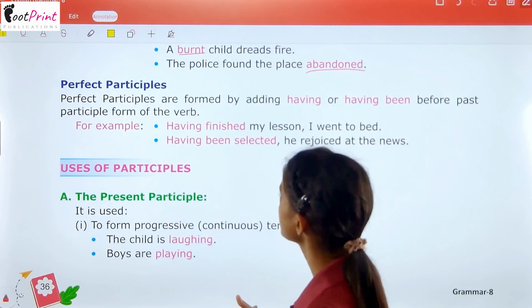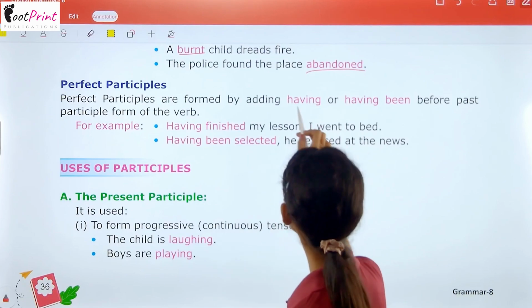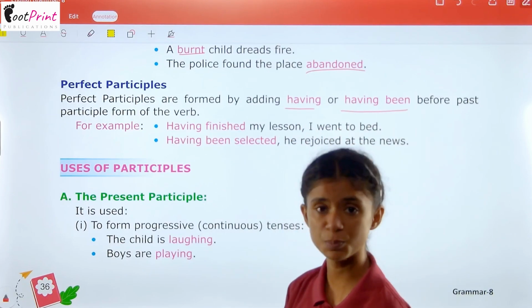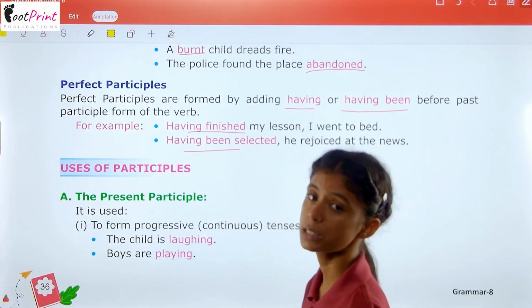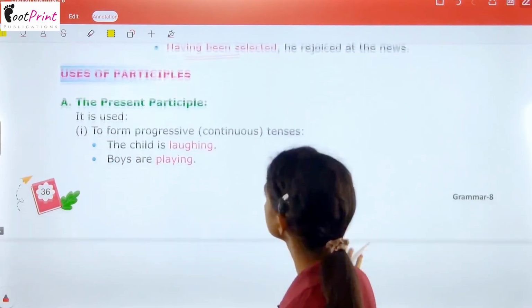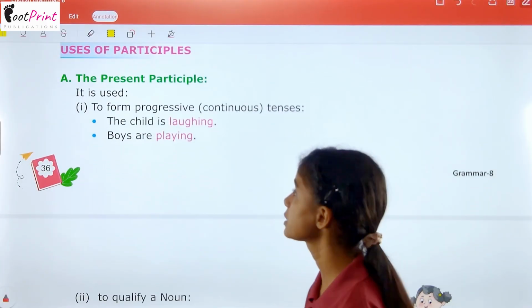Now we have perfect participles. They are formed by adding having or having been before the past participle form. Having finished my lesson, I went to bed. Having been selected, he rejoiced at the news. Now let's see what are the uses of participles.